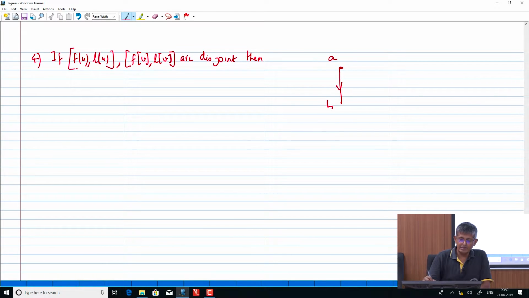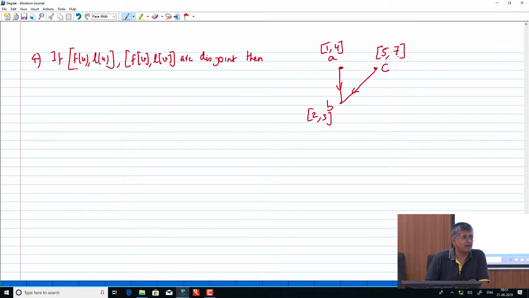This is A, this is B, this is C. So let's associate the intervals with each of these vertices. A is discovered at time 1. B is discovered at time 2. So this is 1, this is 2, this is 3. B is finished at time 3. Then A is finished at time 4. And then at time 5 you will start C, and then you will come here. That will be time 6, and at time 7 you will finish C.